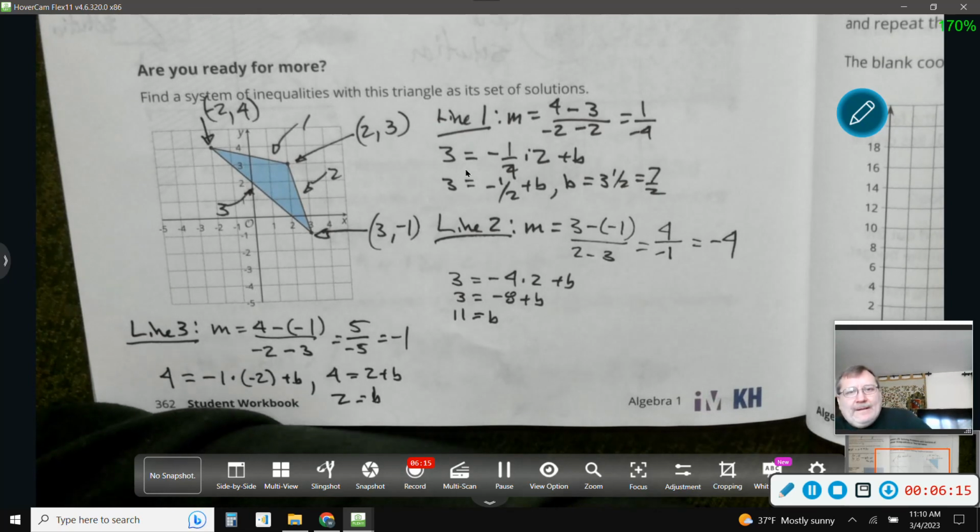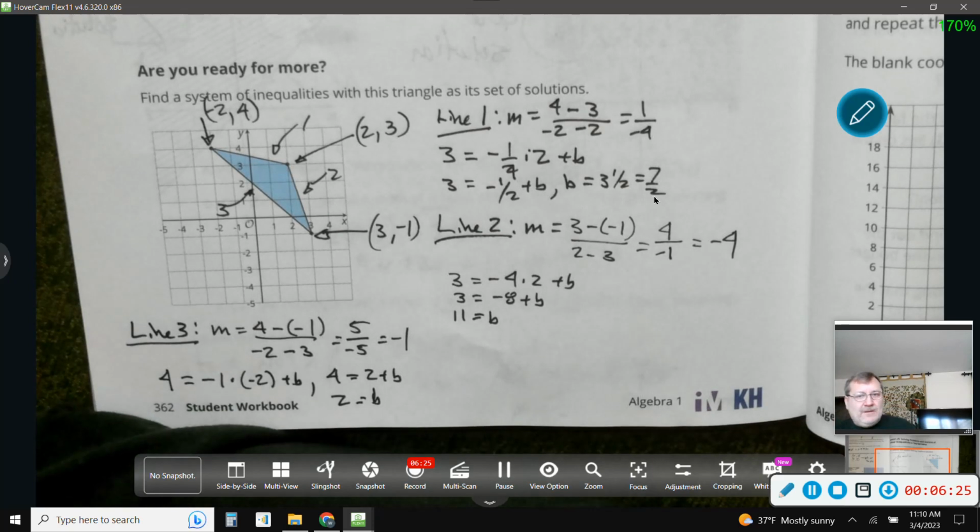All right. And so 2 times -1/4 is a -1/2. So 3 equals a -1/2 plus b. B equals 3.5, which is 7/2. So you can get a y-intercept form out of that.